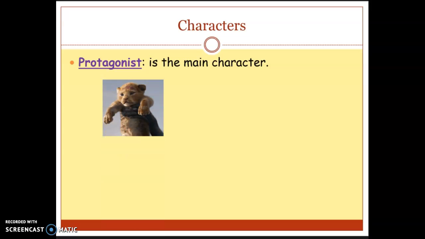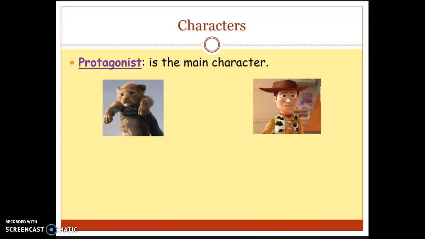Okay, now we're getting into characters. When we talk about characters, I'm not talking about characterization right now. I'm just talking about character types. So we have our protagonist. The protagonist is the main character. In The Lion King, it's Simba. In Toy Story, it's Woody.